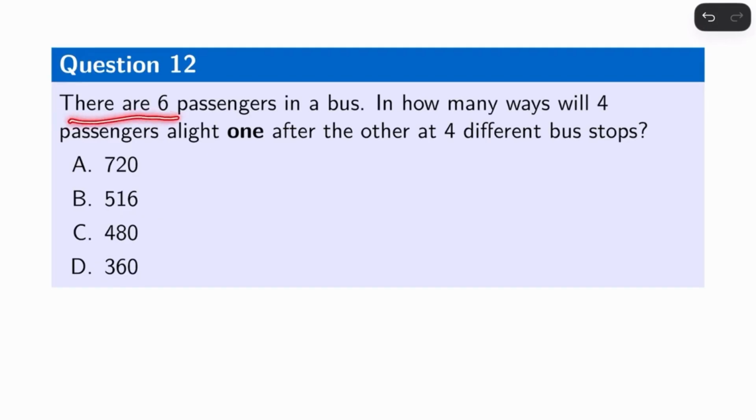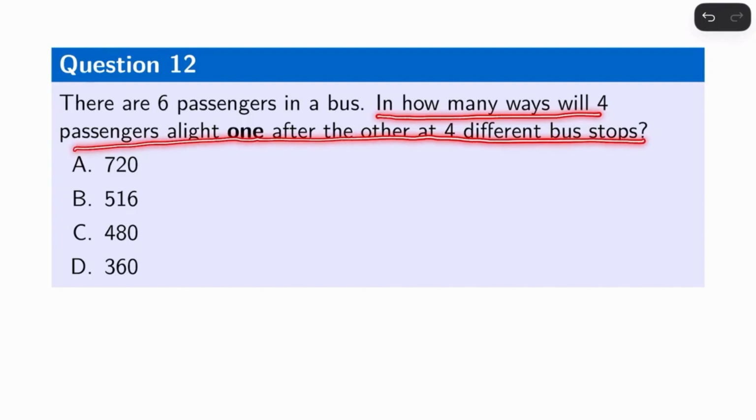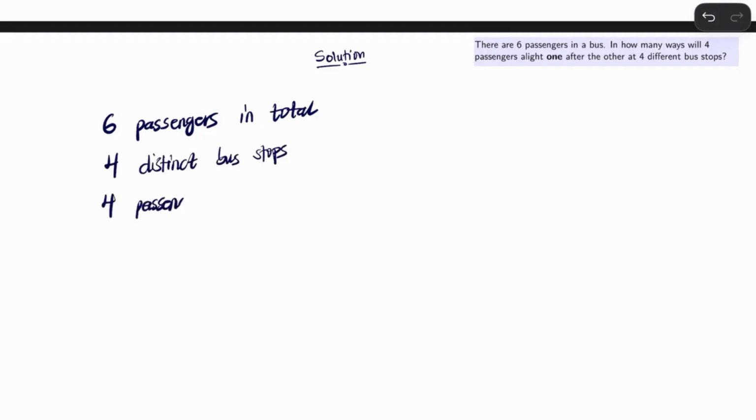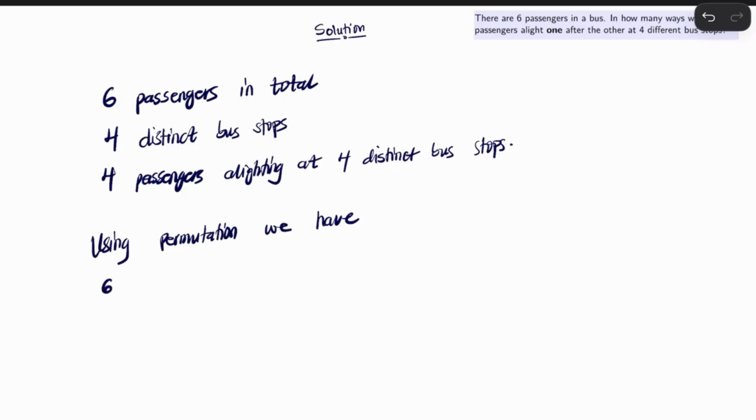Question 12. There are 6 passengers in the bus. In how many ways will 4 passengers alight one after the other in 4 different bus stops? Solution. Here we have 6 passengers in total, and we also have 4 distinct bus stops, and 4 passengers will alight at 4 different bus stops. Using permutation, we have 6 permutation 4, right? That's, we have 6 passengers in total, and we are finding ways to arrange 4 passengers at 4 different locations.